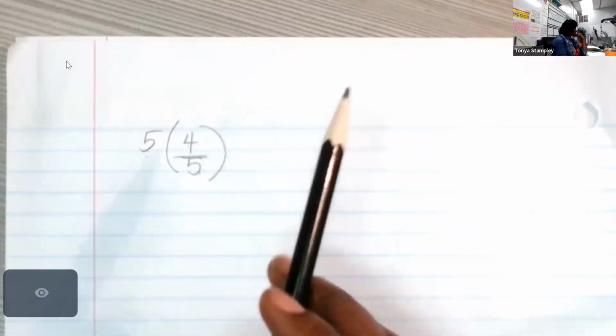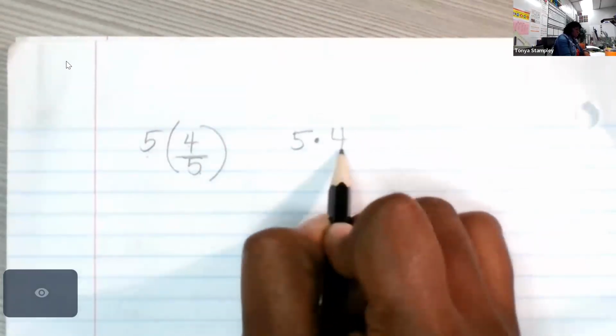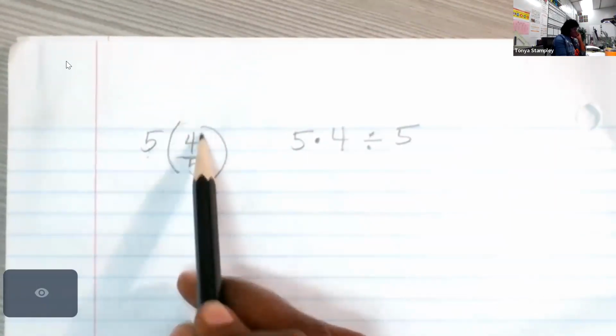You're reading the problem. Isn't that what that is? Do y'all see that? This is actually 5 times 4 divided by 5. That's what it is. We were running from fractions like they were something foreign. It's just a division problem. This says 5 times 4 divided by 5.